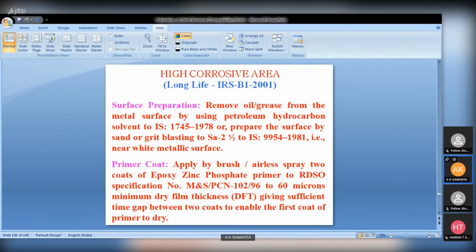The primer coat has to be not red oxide primer, rather it will be epoxy zinc phosphate primer. So the primer quality has changed. Epoxy is the compound which acts as the adhesive, so the adhesiveness between epoxy and steel is very good. That's why epoxy zinc phosphate primer is applied if our expectation of life is more.